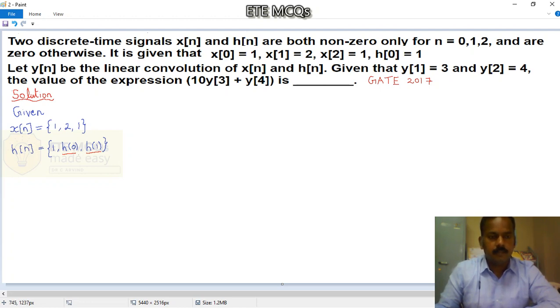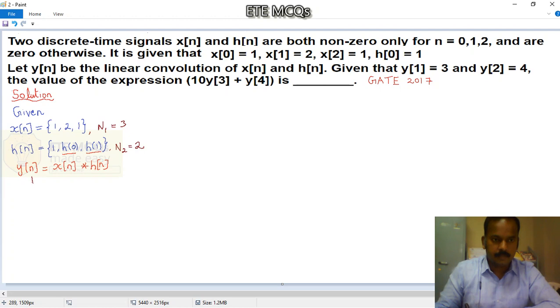And beyond this, what is given for us? It is said that y of n is equal to x of n convolved with h of n. So this is given for us. And we also know that the number of samples we have in x of n, let us take it as n1, is equal to 3. And similarly, the number of samples we have for h of n, n2, is also 3. So what will be the number of samples we will have for y of n?